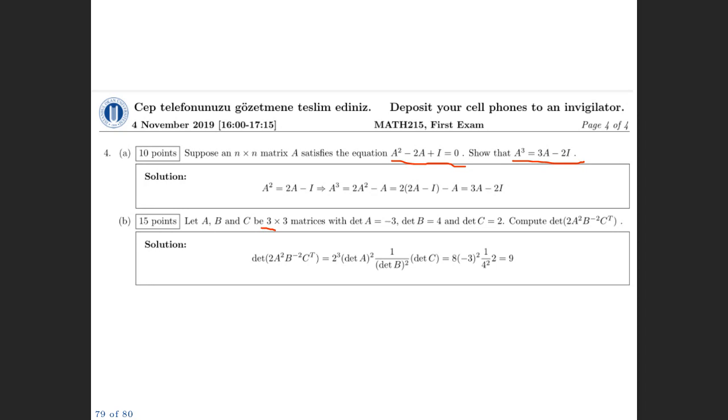So what can we do? The first thing to remember is that if we have a number, a constant multiple or a scalar multiplying our matrix, we can take it outside the determinant, but it always has to be to the power of n, if you have n by n matrices. We have 3 by 3 matrices, so it's going to be 2 to the power 3.